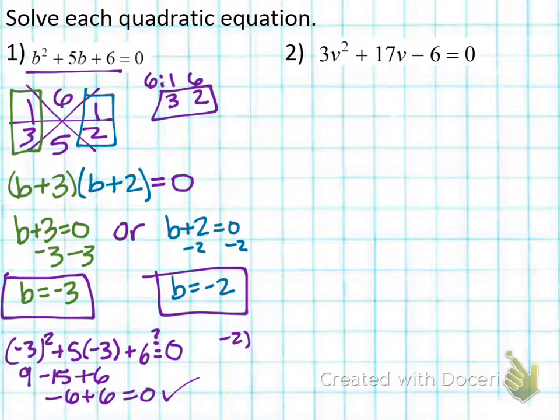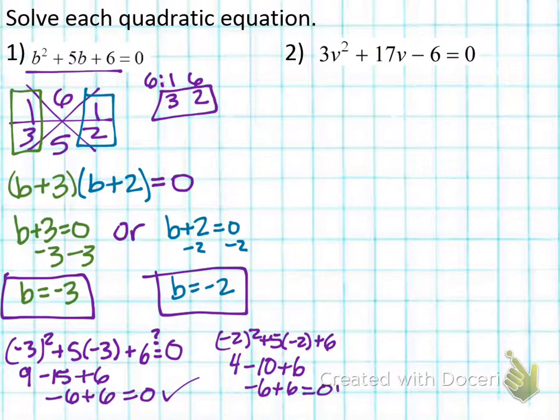But I could also plug in -2 and it works as well. So if I plug in -2, -2 squared is just going to give me 4. 5 times -2 is -10. So then I have -6 plus 6 again, which equals 0. Okay, so both of these are solutions. Is that okay?